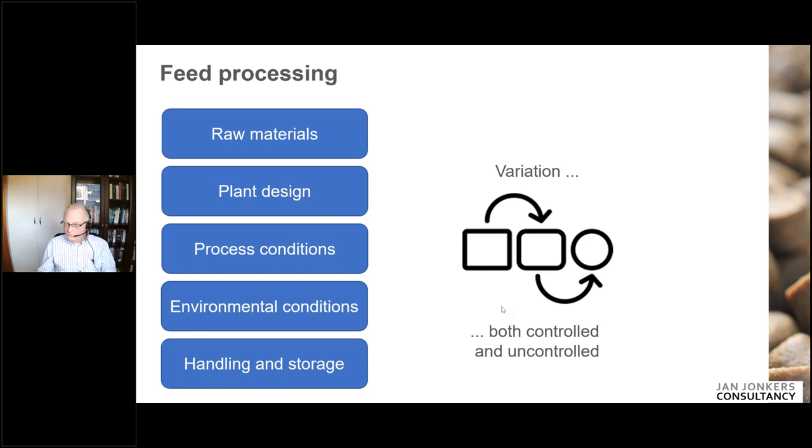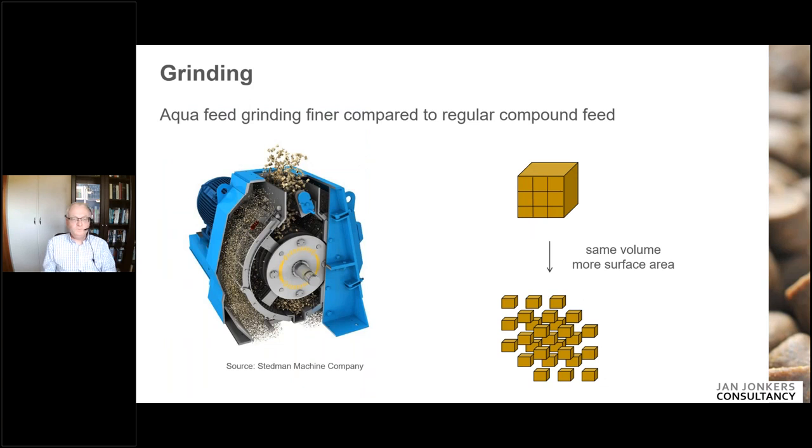So how to cope with this? First have a look at the things we can control. One of these things is, for example, grinding. I often say quality starts with grinding. Aqua feed often needs a finer particle size compared to, for example, compound feed. The aquatic animals have a very short digestive tract, so it's helpful for them to have a fine particle size. It is easier for the animals to digest the feed.